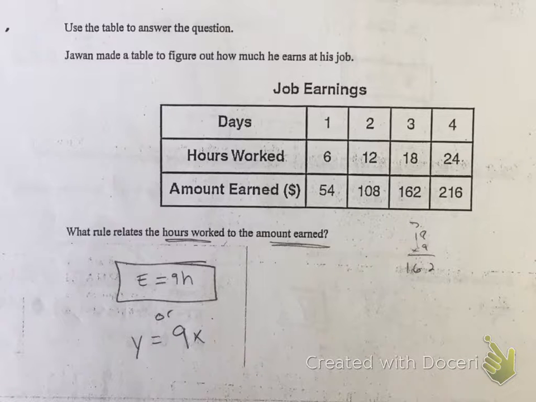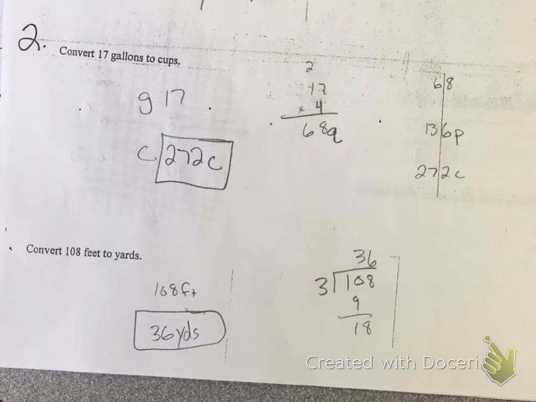What we've got here is question number 1. You are comparing to go from here to here. What happened? To go from here to here. What happened? Times 9.